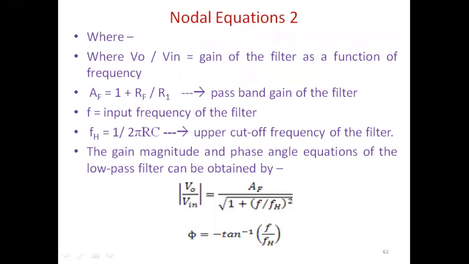AF is the pass band gain of the filter. V0 by V input is the gain of the filter as a function of frequency. FH is the upper cutoff frequency of the filter. Since it is a low pass filter, there is no lower cutoff frequency. The upper cutoff frequency is given by 1 by 2 pi RC. Finally, the gain magnitude and phase angle equations are given here.